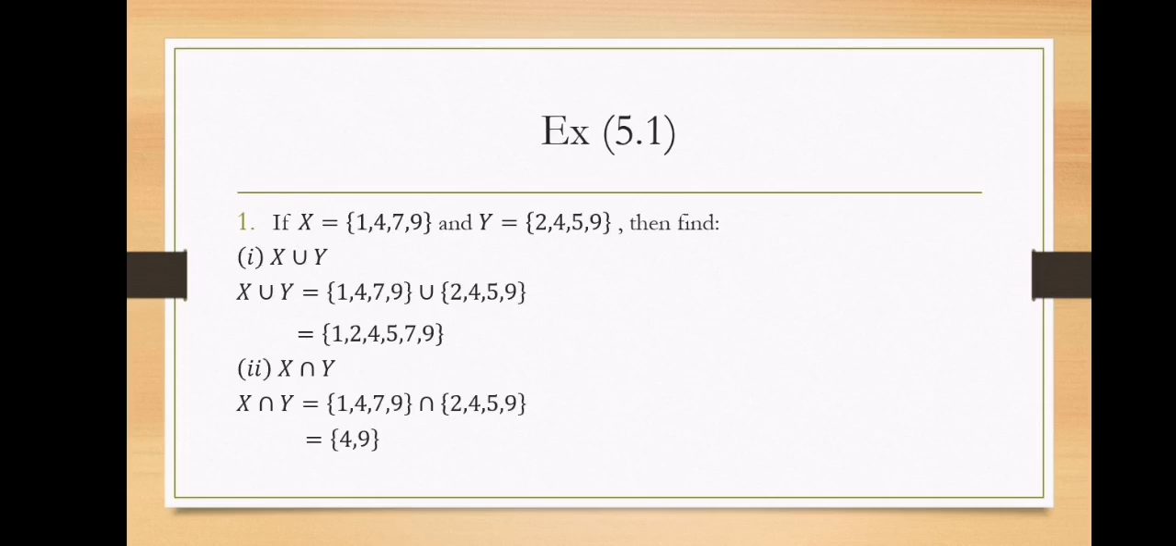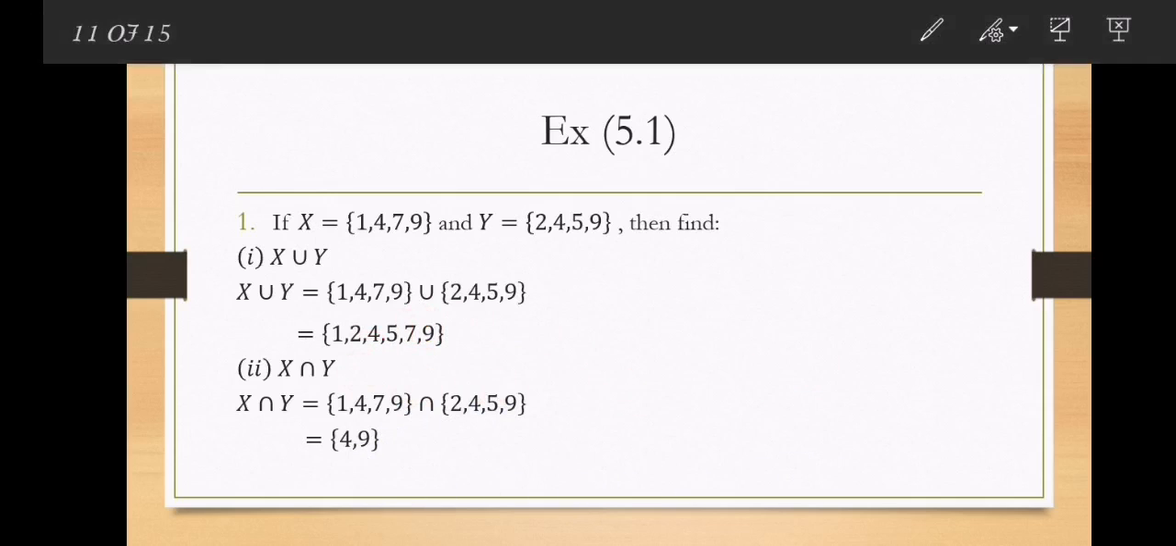Question number 1: x is equal to 1, 4, 7, 9 and y is equal to 2, 4, 5, 9. Then find x union y. We are going to combine the elements of x and y and write them in the form of a single set. So it is 1, 2, 4, 5, 7 and 9. Similarly, the intersection of these two sets should include their common elements, and the common elements of these two sets are 4 and 9. So x intersection y is equal to 4 and 9.